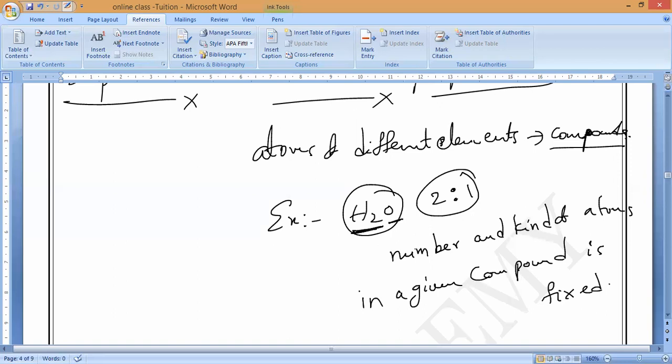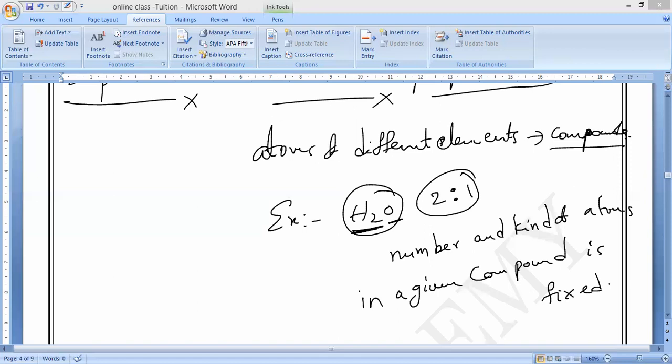Is it okay, guys? The number and kind of atoms in a given compound is always fixed. And also, the mass of atoms of each element in a given compound is fixed. You take water: hydrogen mass is always fixed, oxygen mass is also always fixed. So we can say a compound will always have the same elements combined together in the same proportion by mass, not a different proportion by mass.